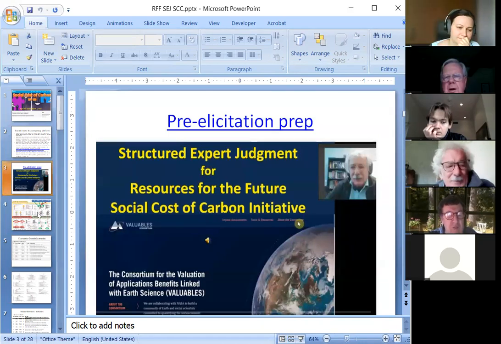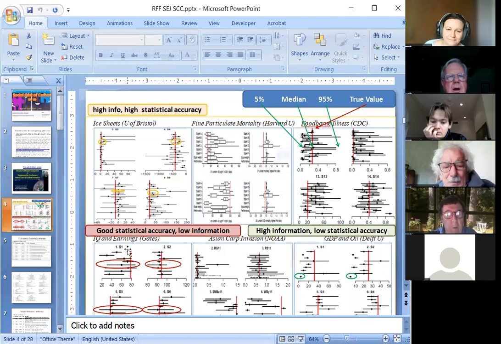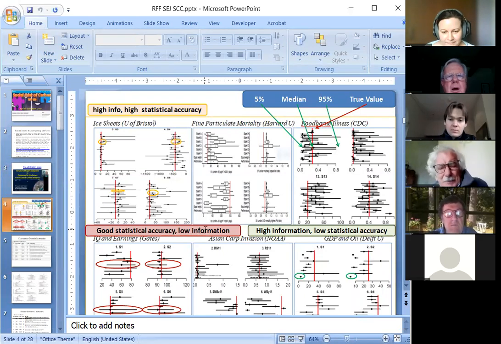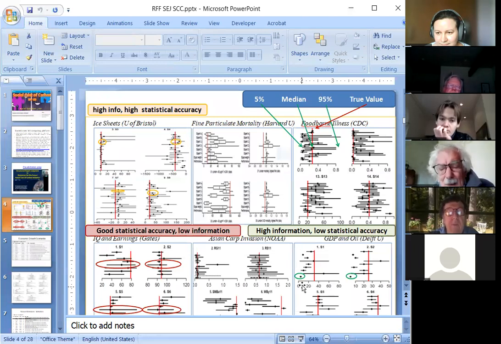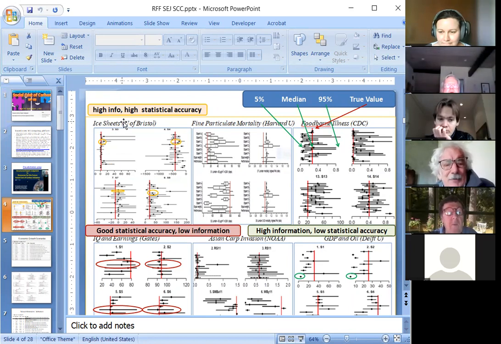Yeah, okay, great. So this is where we were, just these things. It becomes very visual. This is the Goldilocks solution: high information, high statistical accuracy, and so on.